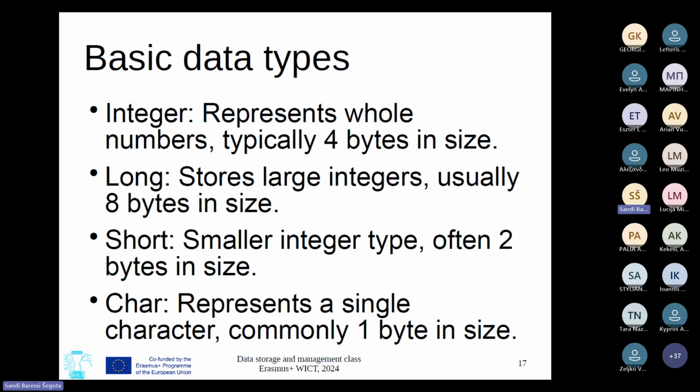We have integer, which shows whole numbers, so 1, 2, 3, 4, 5, 6. For all of these, they say typically 4 bytes, usually 8 bytes. If you're programming something like Python, this doesn't matter. If you are doing something more precise, if you're using something like C or C++ as a programming language, be careful. Never assume that a certain data type is a certain size in bytes.